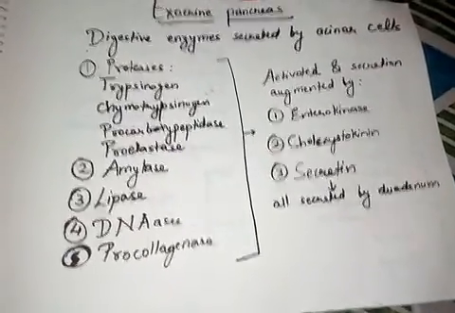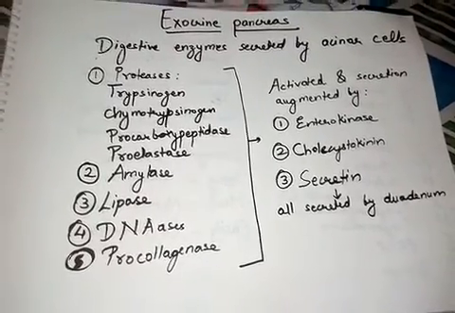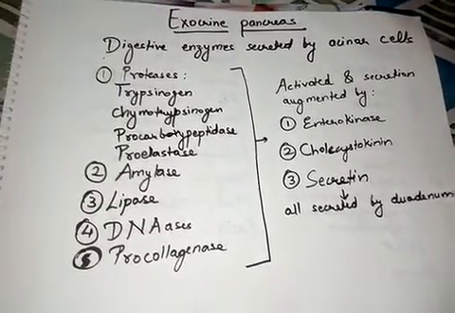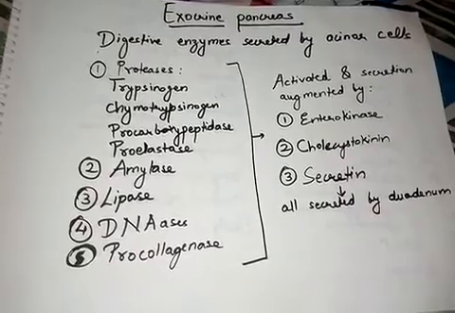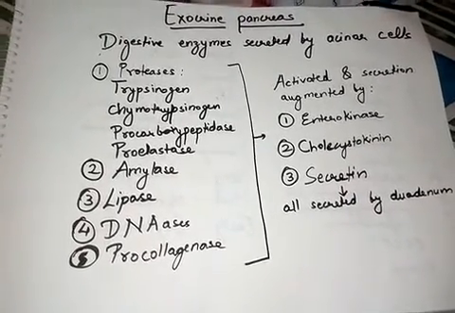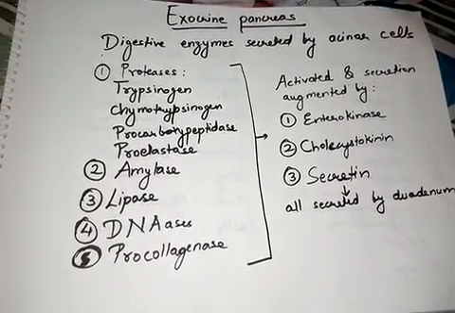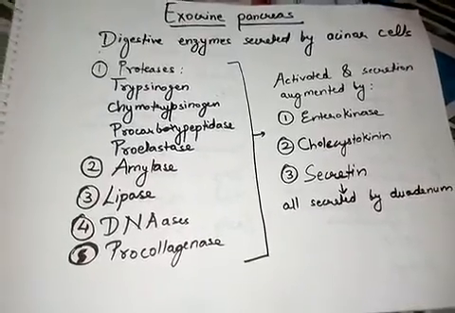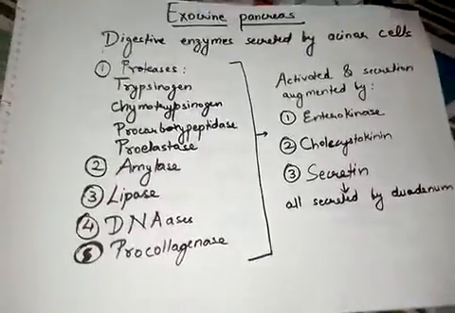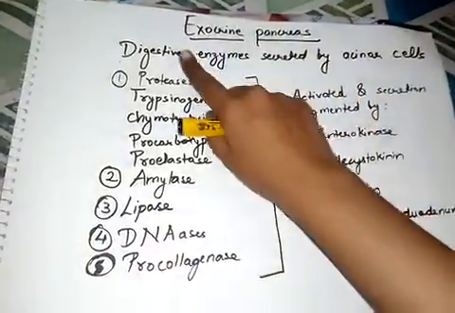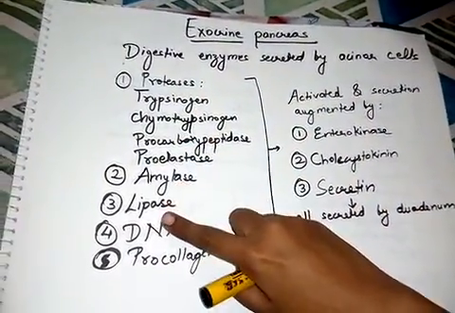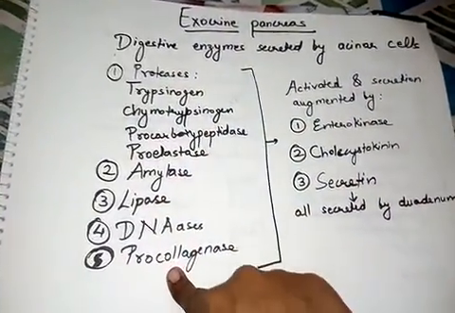Now we come to functional aspects of pancreas. Pancreas has exocrine as well as endocrine function. Here in this video we will discuss exocrine pancreatic functions. Pancreas secrete digestive enzymes by acinar cells. These acinar cells secrete proteases, amylases, lipases, DNases and procollagenases.